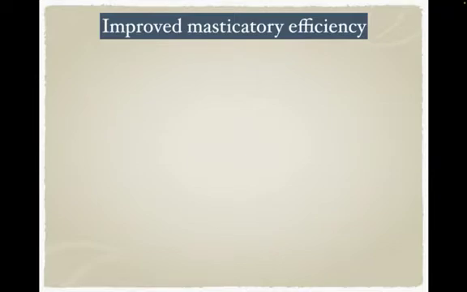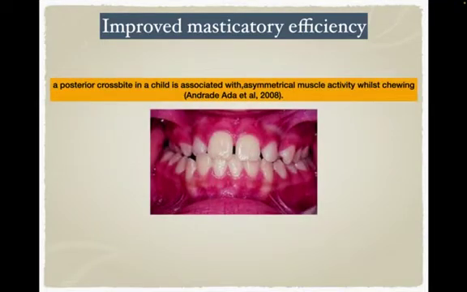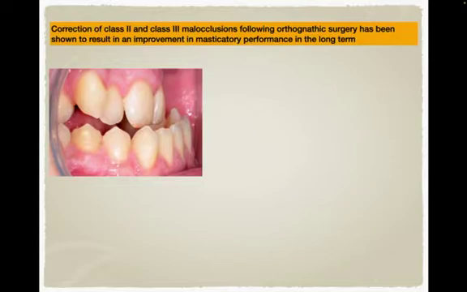Now, what about the benefit of improved masticatory effect? This came from studies which found that kids who have a crossbite with displacement have asymmetrical muscular activity during chewing, which means maybe that their muscular activity or masticatory efficiency is not as good as if they didn't have a crossbite. Other thing is that patients with a class 2 or class 3 malocclusion may struggle during eating food. And the study has shown that these patients improve their masticatory performance after orthodontic surgery and correcting their malocclusion.